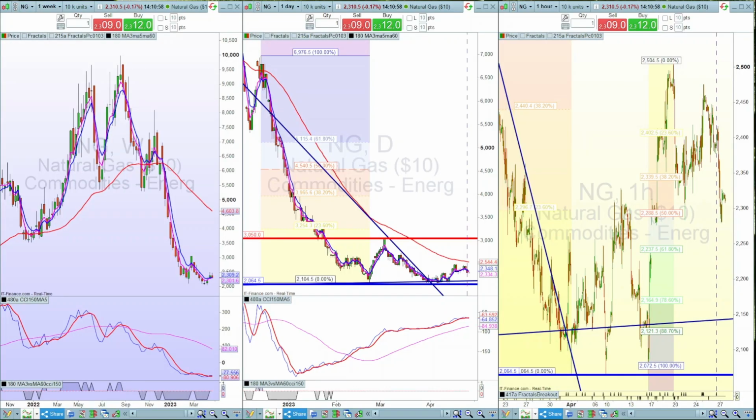Today's April 27, 2023. This is the nat gas price update. I've got here the weekly, the daily and the hourly. So we use the weekly as our primary trend indicator. We use the daily as our trend indicator, but also for further analysis in terms of support and resistance lines. And then we use the hourly or any other smaller time frame to place trades.